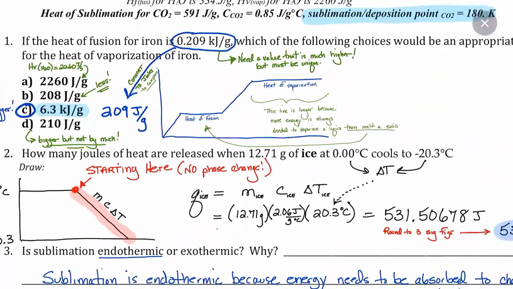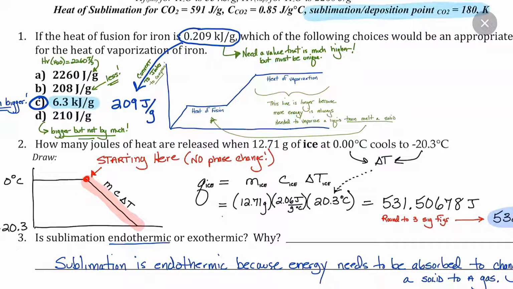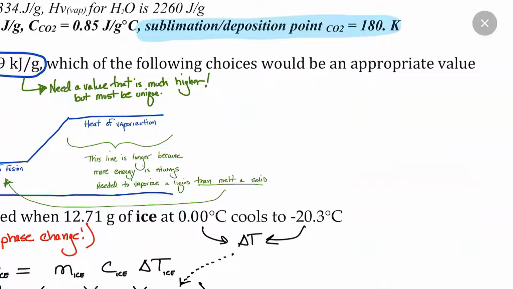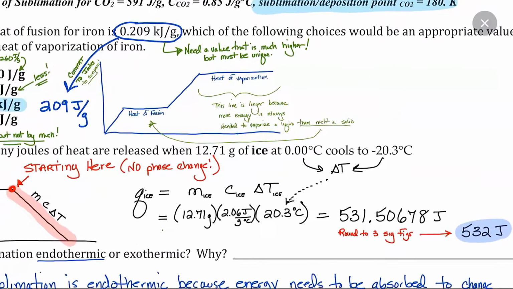Okay, so number 3, and this is new today. Is sublimation endothermic or exothermic? Well, sublimation is essentially a solid becoming a gas. So there would be my heating curve, and there would be my solid, there would be my liquid, and gas, and a solid going to gas. Okay, so it's important that we can recognize that. All right, so it's endothermic because my curve has to go up.